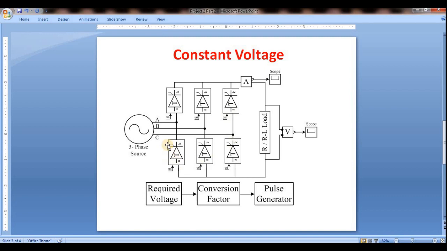So the required pulses for these 6 thyristors are generated by this controller to regulate my output voltage at my desired value. I want the required voltage first, then I convert this required voltage with some conversion factor, then the pulse generator. The conversion factor is either by a mathematical equation or by a PI or PID controller. This is for the constant voltage application. This output voltage I can regulate at my desired value.